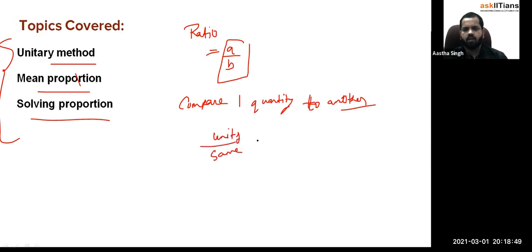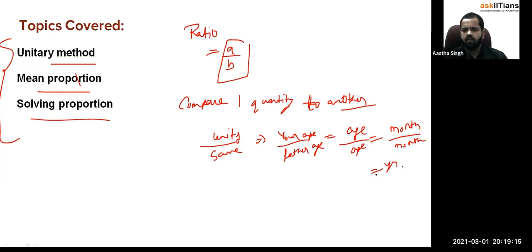Like if you are calculating a ratio of your age and your father's age, both ages should be in the same quantity, whether both in months, or if you are calculating in years, then both persons' ages should be in years. The basic point is that units should be the same.